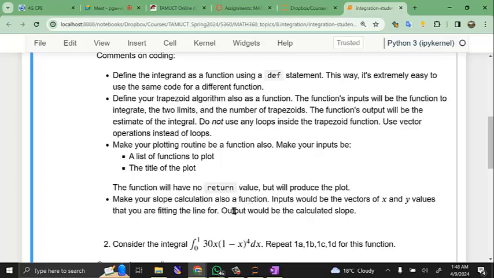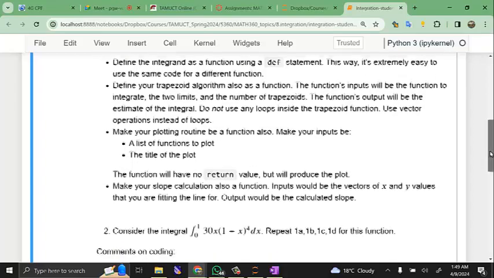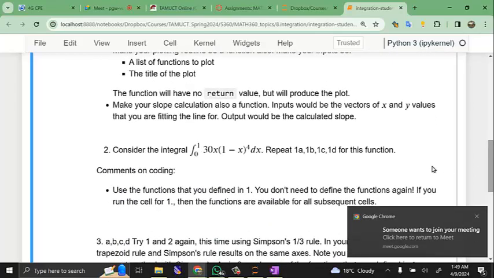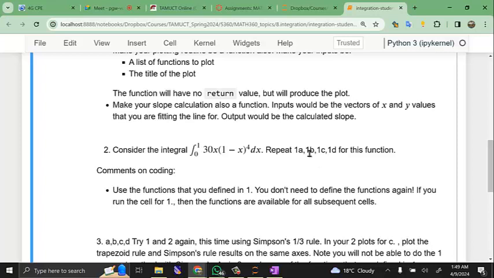All right, so the output would be the calculated slope. So you call this function twice, once for the true error and once for the approximate error. All right, so we've got the same thing for this integral, and then repeat all the 4 parts.